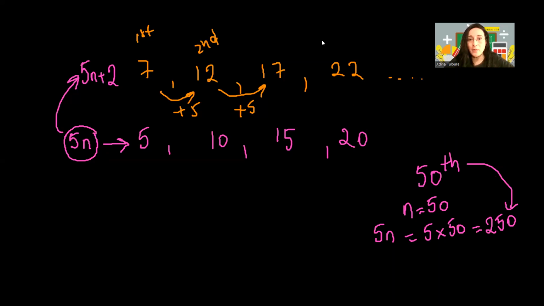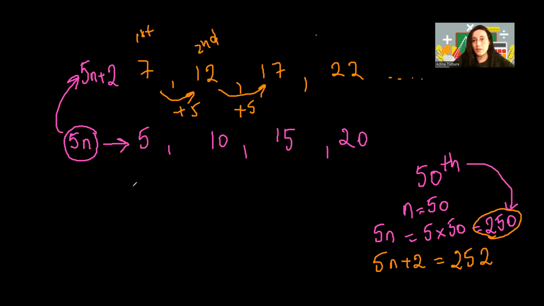What about the other sequence? The other sequence is plus 2. So it's a little bit shifted. It will be 5n plus 2. So we do 5 times 50 plus 2. So instead of 250, it's going to be 252.